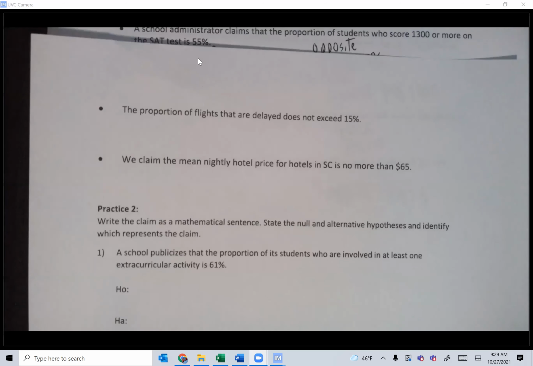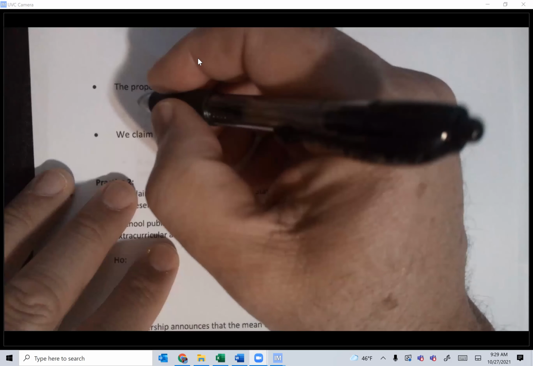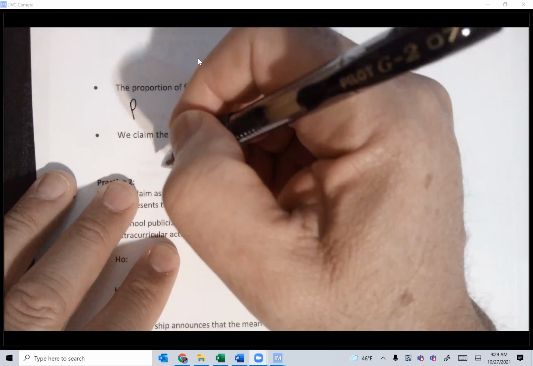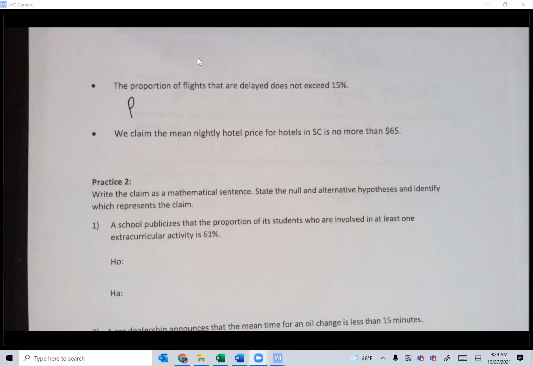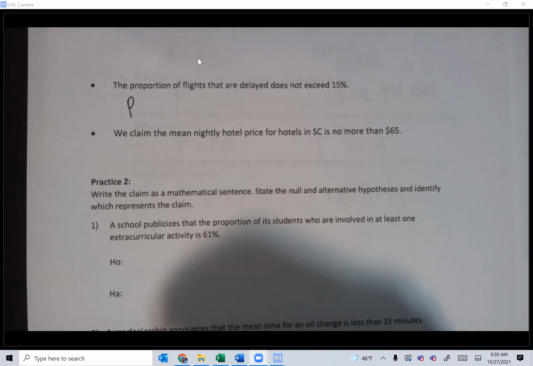I have a few more. Proportion of flights that are delayed does not exceed 15%. So who can tell me what does not exceed means? You can't exceed 15%. So that means you cannot go over 15%. Less than or equal to? Yes, correct.